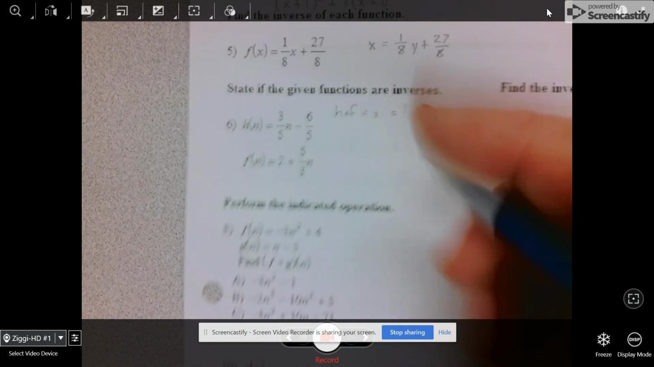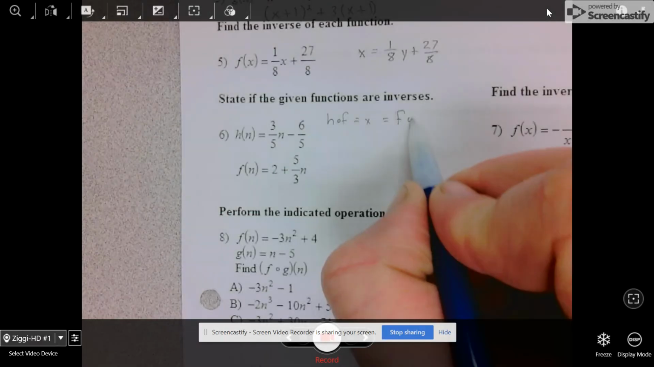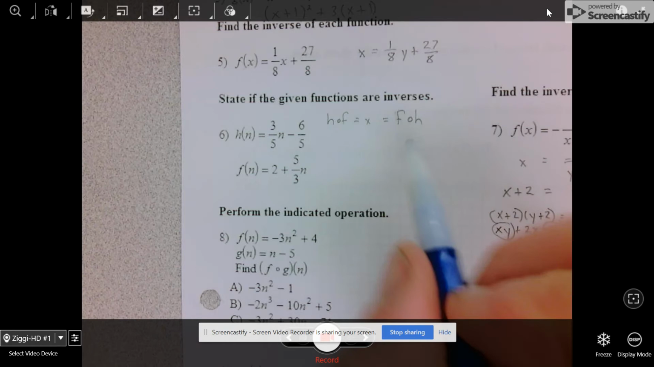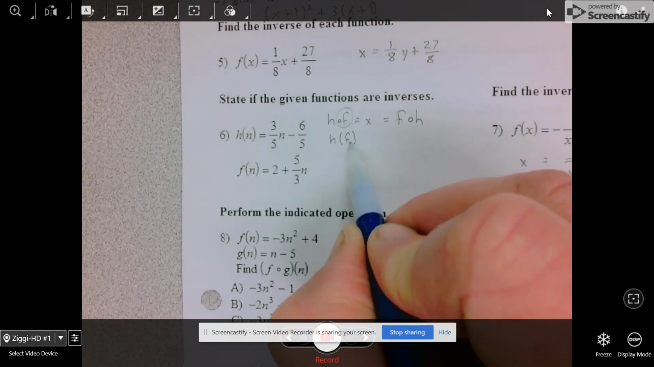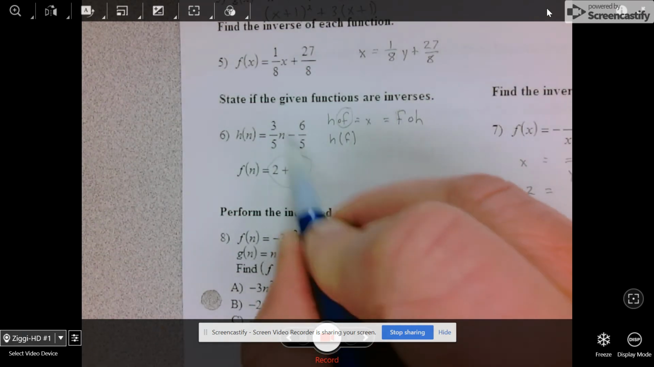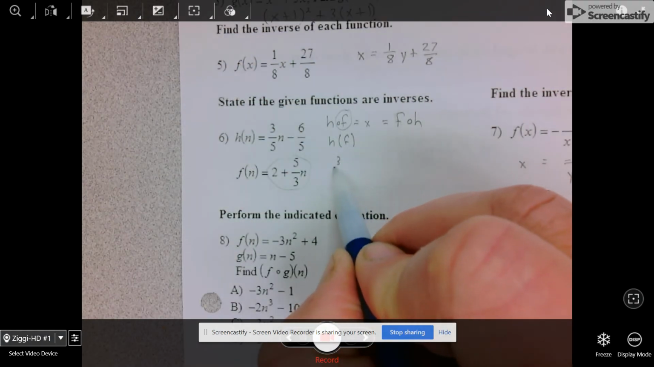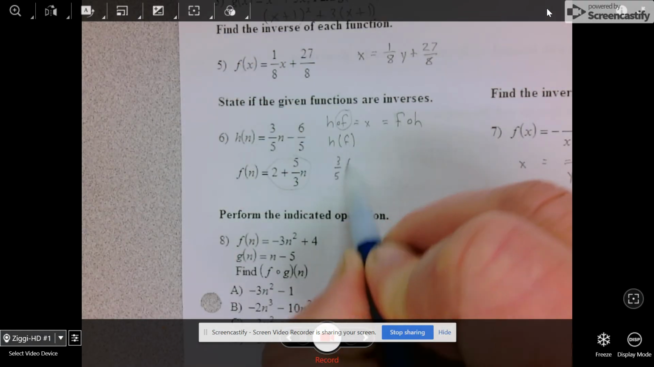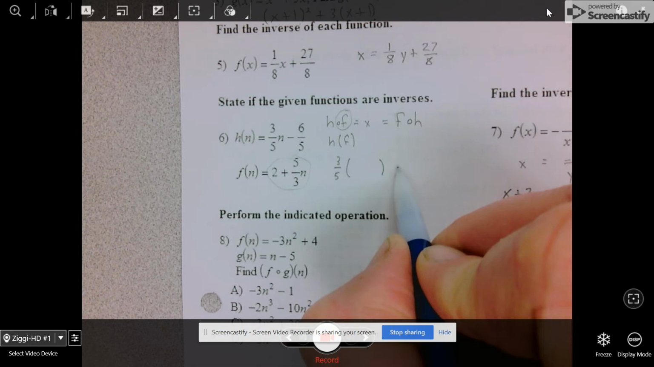So in case you forgot, to find h of f, that's the same as h of f, meaning I'm plugging in the entire f for my variable. So 3/5 minus 6/5, I'm plugging in the 2 plus 5/3 n. It's just algebra simplification. If you get x, then you do the other way around. You plug h in for f. If you get x, then they are inverses.